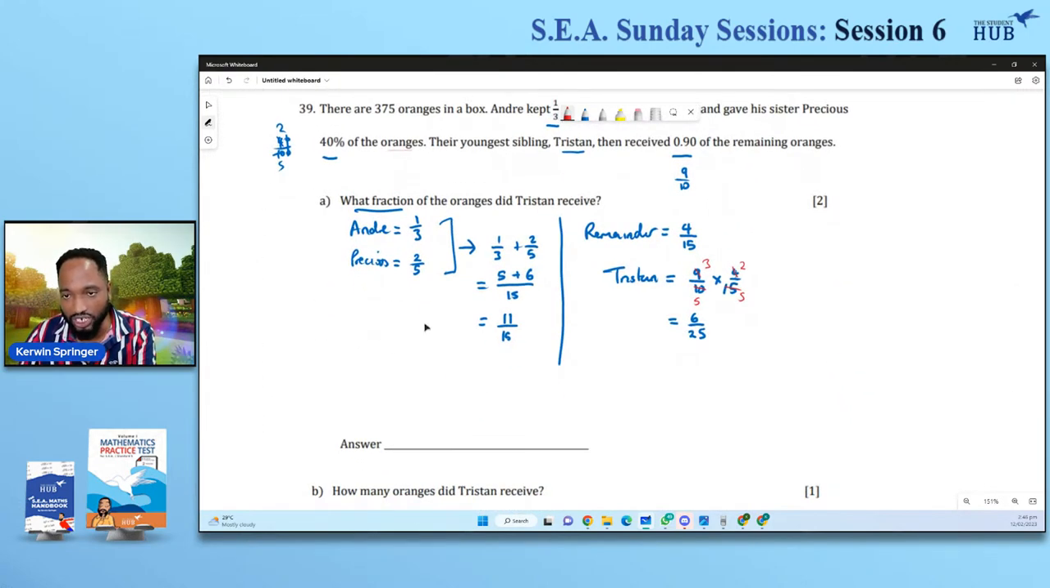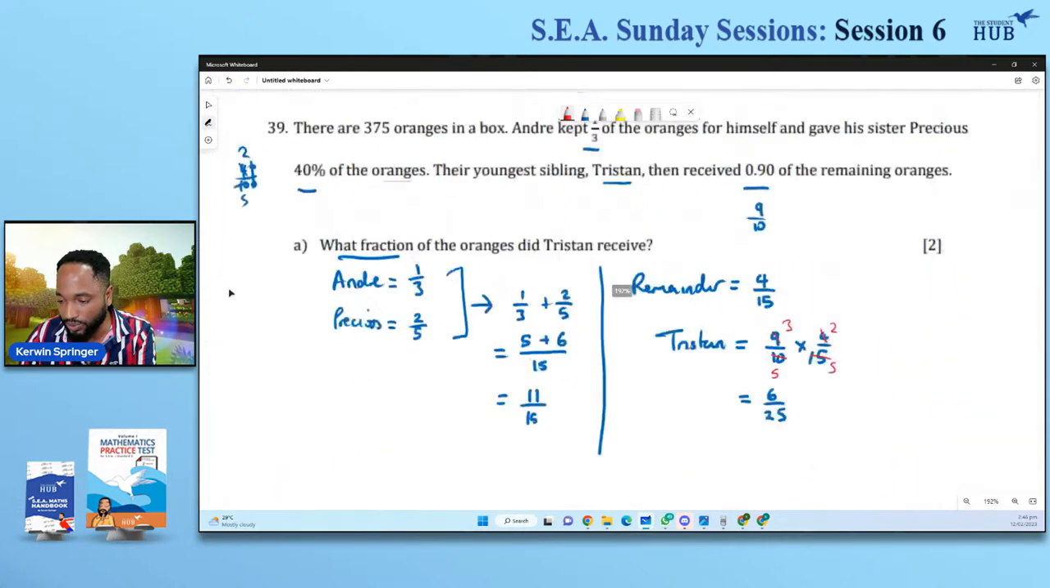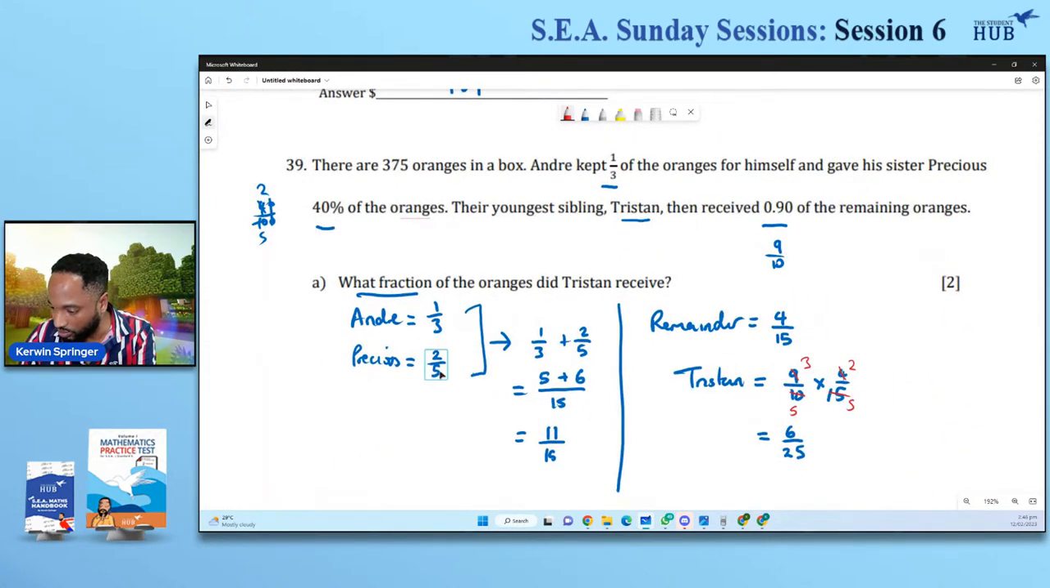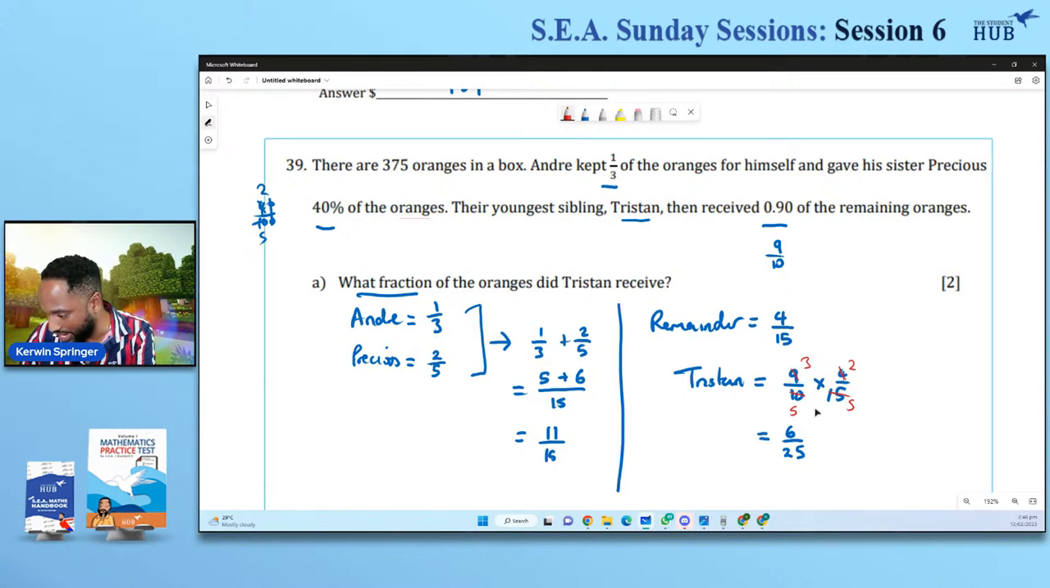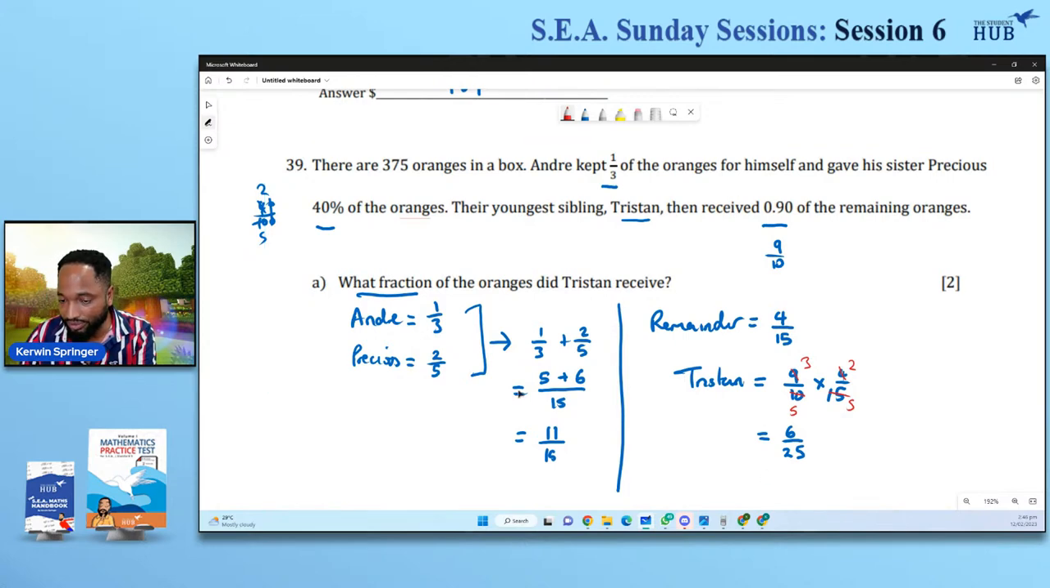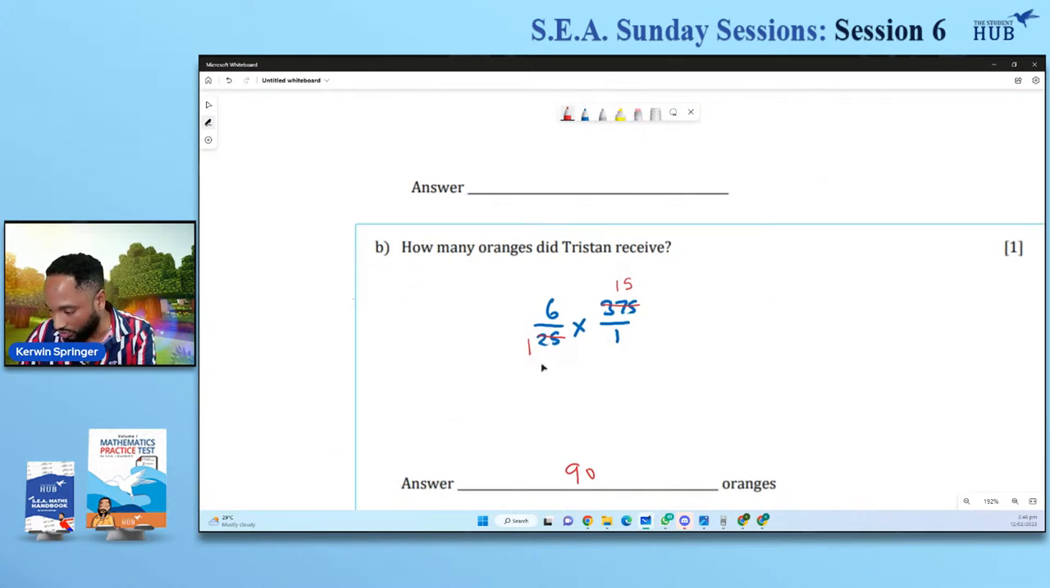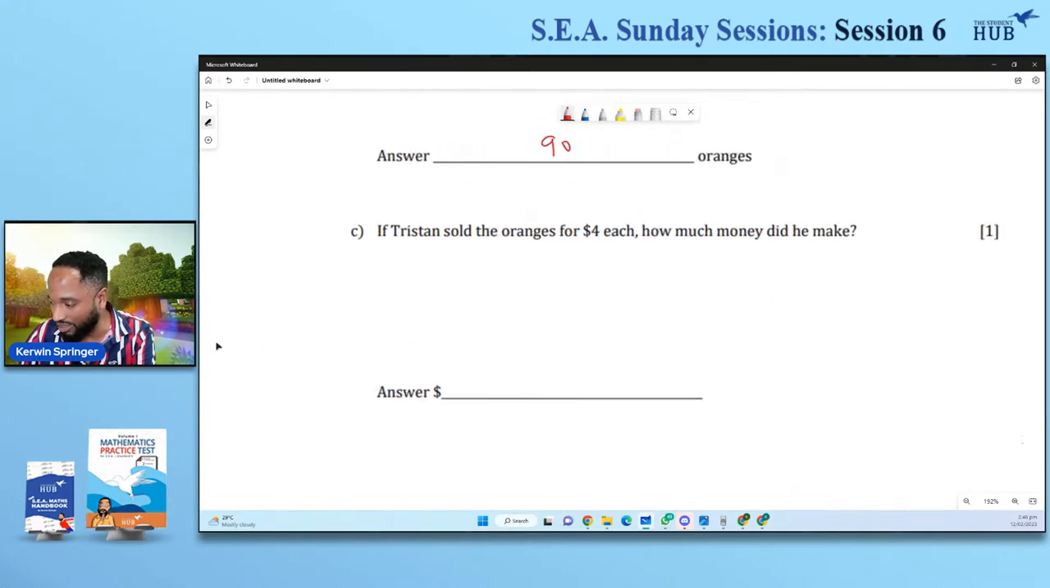So let's do a double check because we are dealing with some weird fractions here. Andre was 1/3. Precious was 40%, which is 2/5. We add them together and we got 11 over 15. The remainder was 4/15, of which Tristan got 9/10. 9/10 of 4/15 is verified as 6 out of 25. So if Tristan got 6 out of 25 of the entire batch of oranges, he got 6 out of 25 of 375, which is 90.